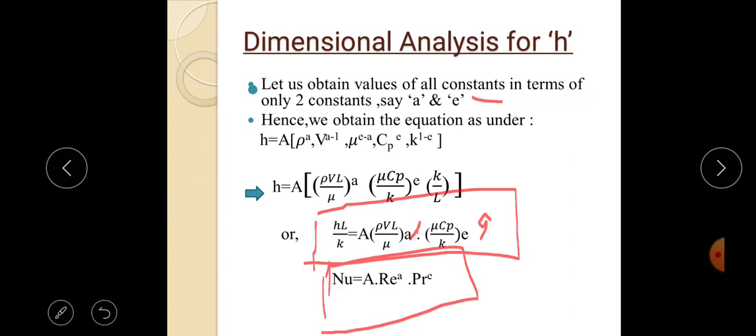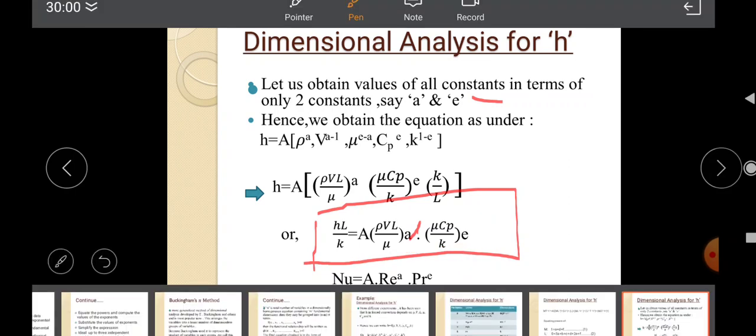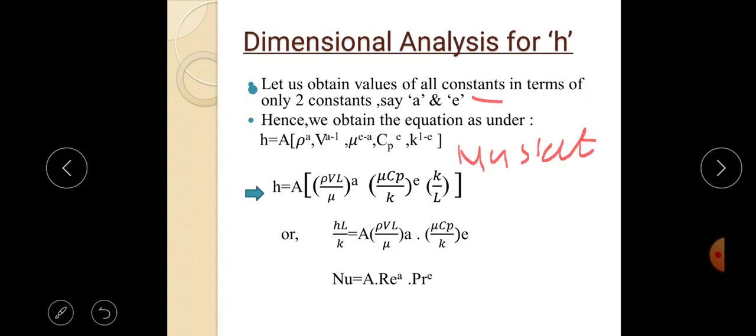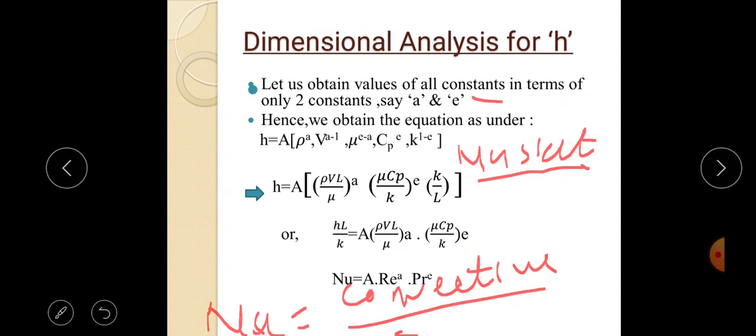Now what are these Nu, Re, Pr? These are the dimensionless numbers. We will see one by one what these numbers are. So Nu is the Nusselt number. And the Nusselt number is defined as the ratio of convective to conductive heat transfer. What is the Nusselt number? Nu is the ratio of convective to conductive.